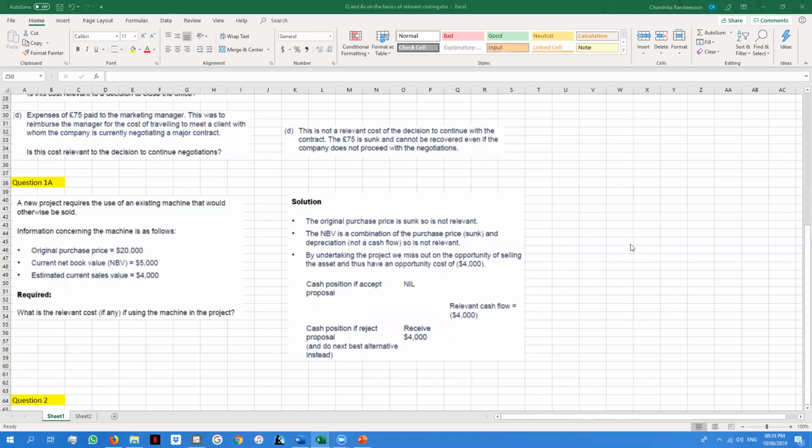By the time you've gone through this, we would have identified several times when costs are relevant or not. So it will not be difficult, as long as you go through your handout and the recording and whatnot. By undertaking the project, we miss out on the opportunity of selling the asset and thus have an opportunity cost of $4,000. Now it's been broken down like this, but really, you can see why, based on the explanation I gave you, the $4,000 is relevant.